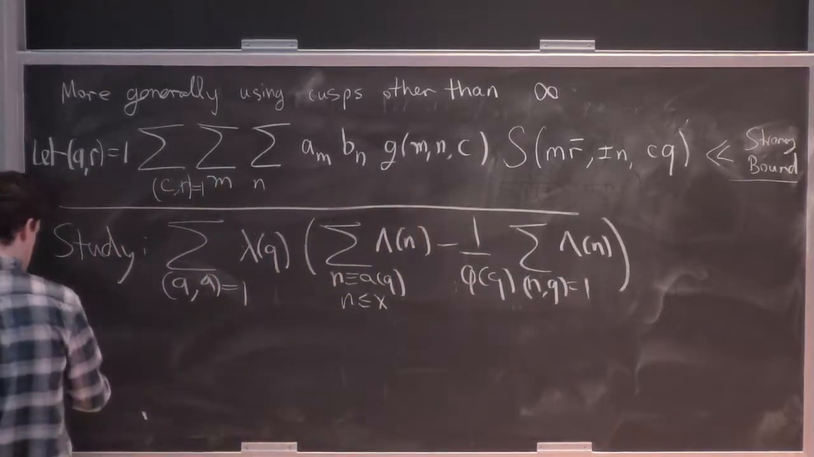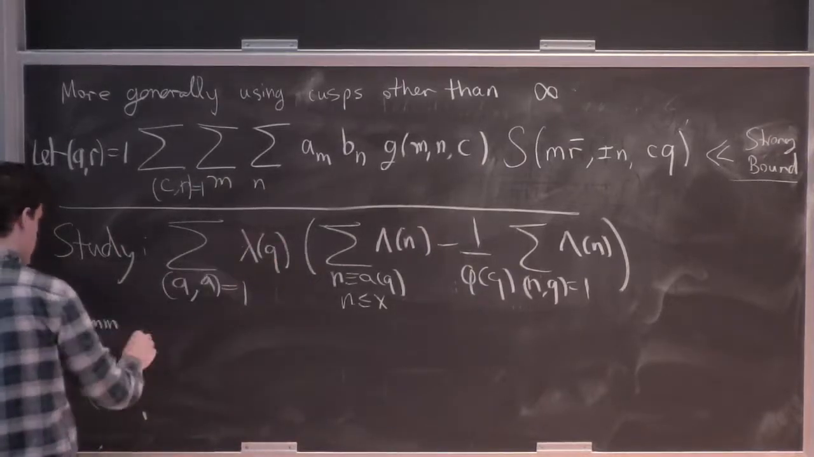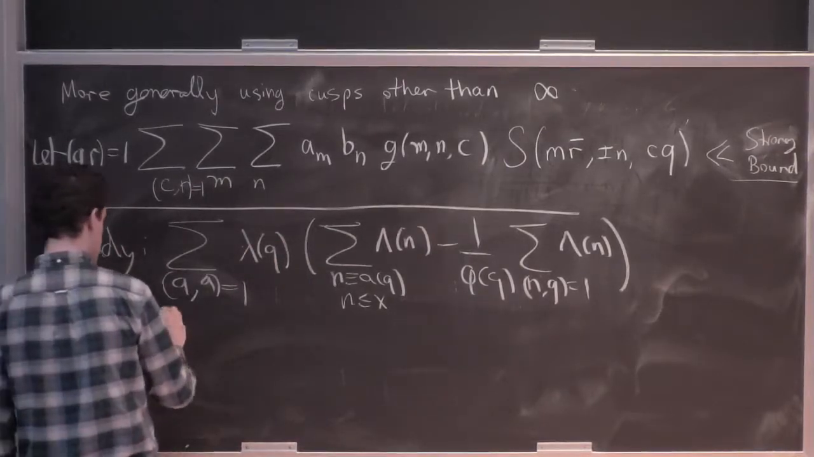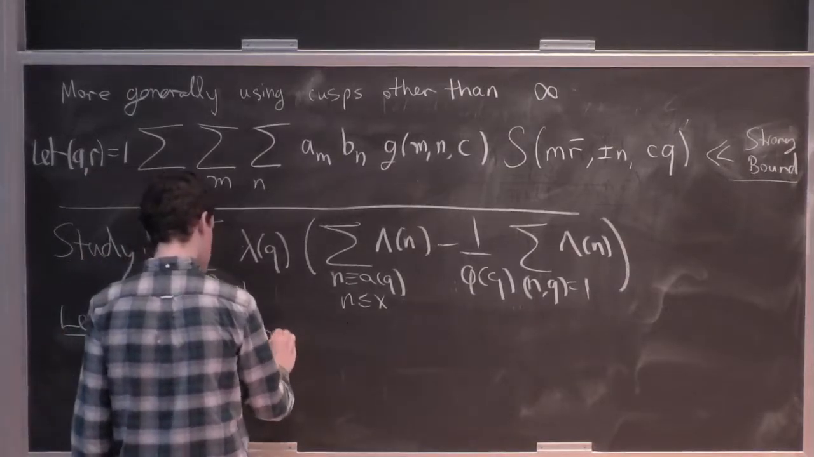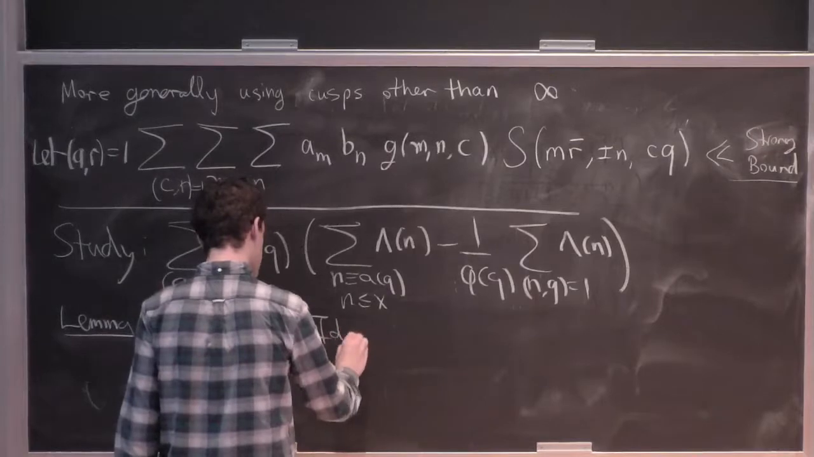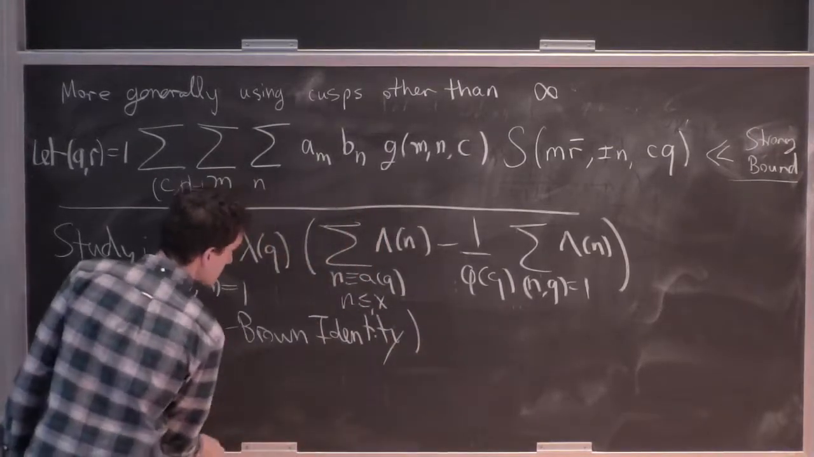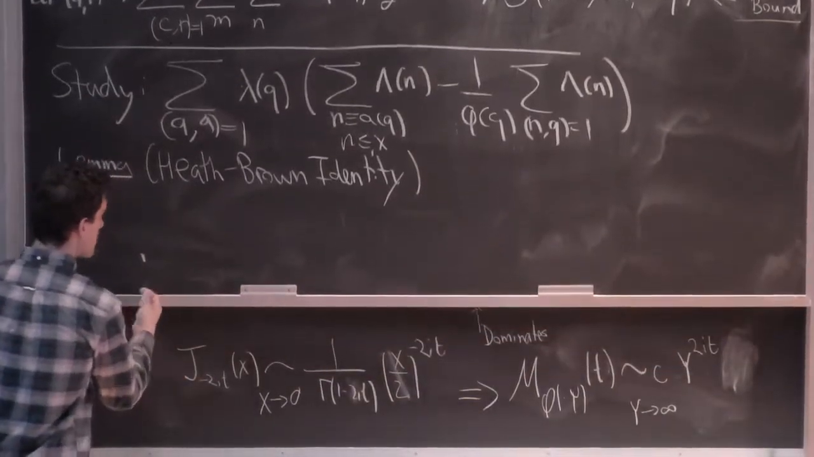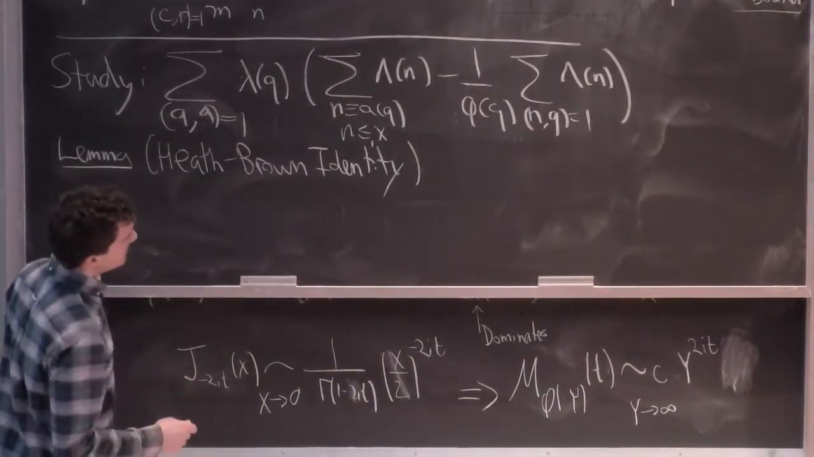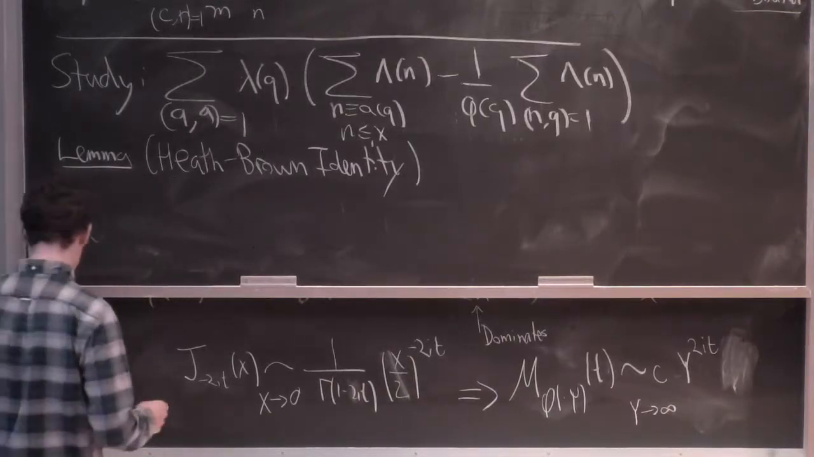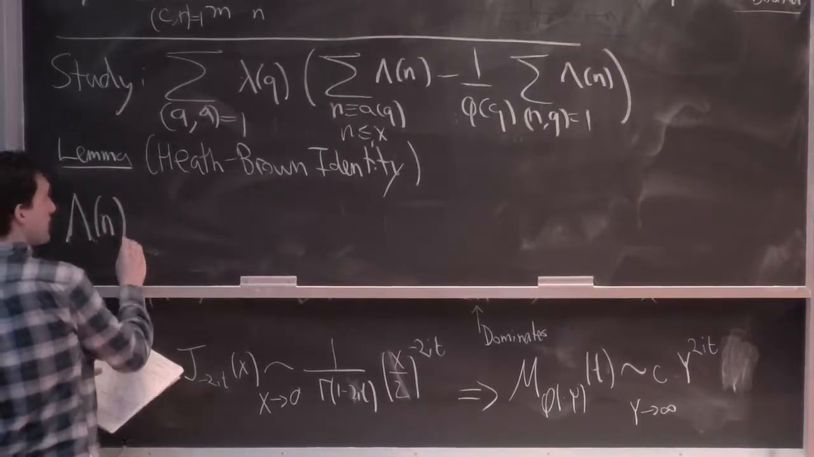So the first step is to use some combinatorial decomposition of the von Mangoldt function. This is known as the Heath-Brown identity, which seems to be the most flexible version of one of these combinatorial identities. And it's certainly the one that is most useful for this problem.